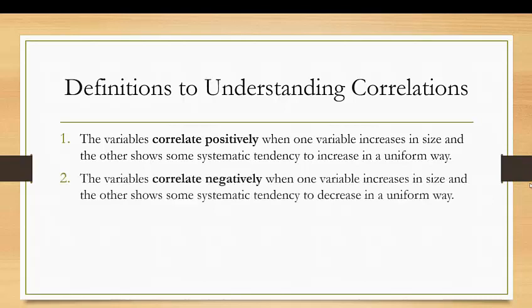On the other hand, when we have a negative correlation, this is when one variable increases in size and the other shows some systematic tendency to decrease in a uniform way. An example here might be looking at buying a used car. The more miles on the car, the lower the price tends to be. Okay, so that's a negative correlation. But the idea is that we see these things happening in a general, uniform manner.